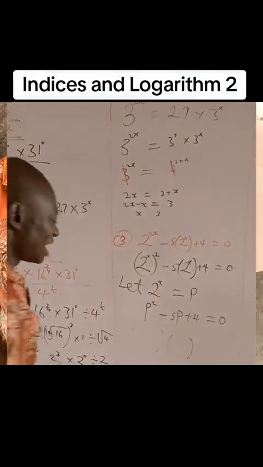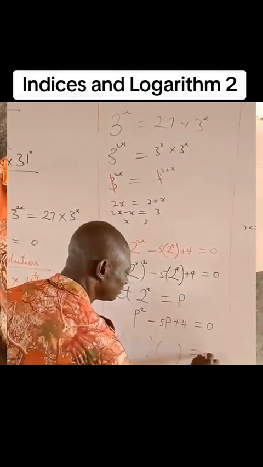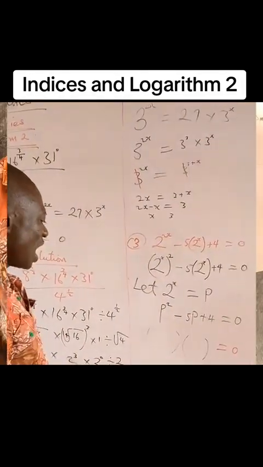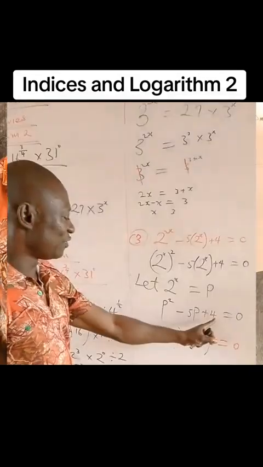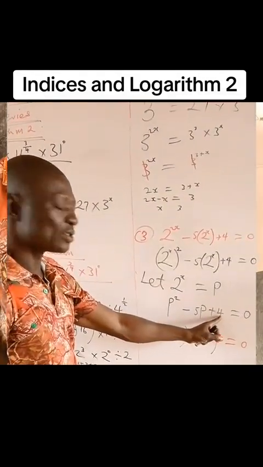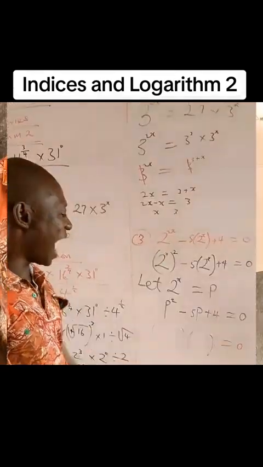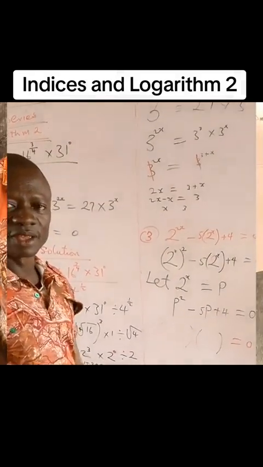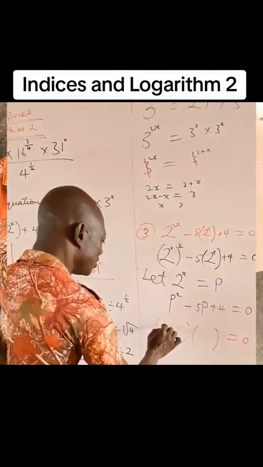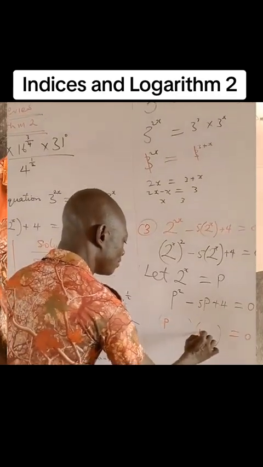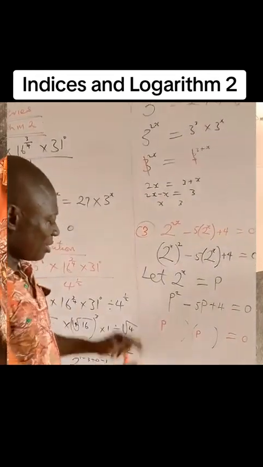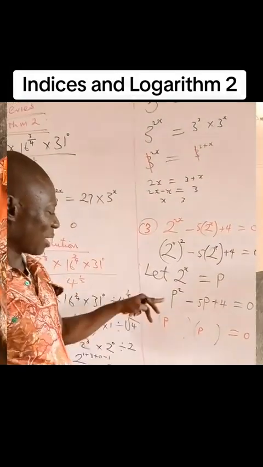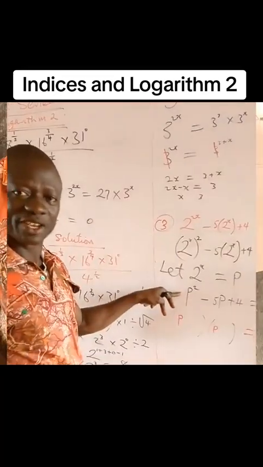Open 2 brackets, equate it to 0. Find 2 numbers you are going to multiply. It will give you plus 4. When you add, it will give you minus 5. But before that, factorize p. Remember, p bracket p is p times p, and I will give you p squared. So we have factorized p.